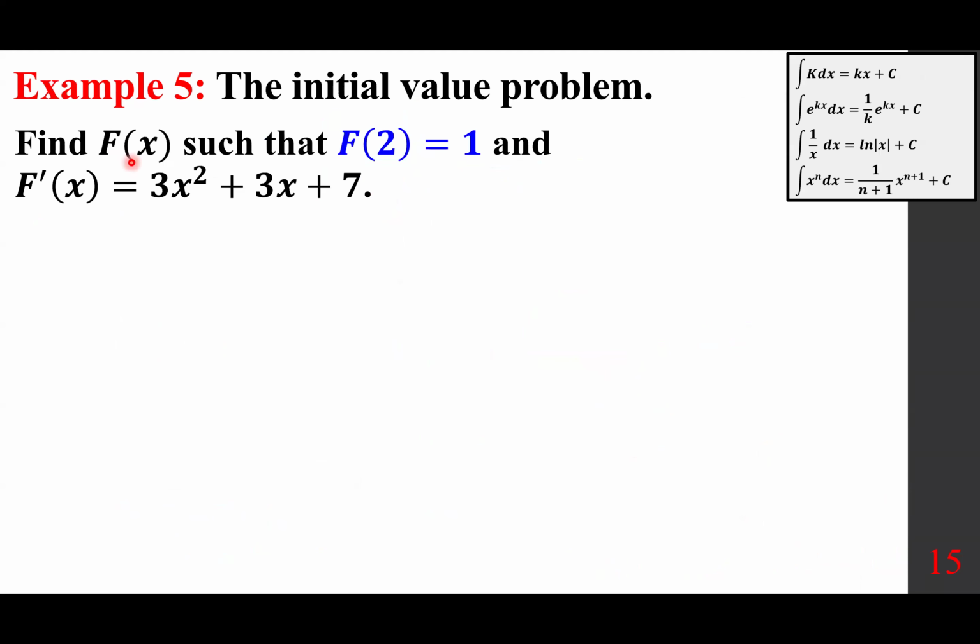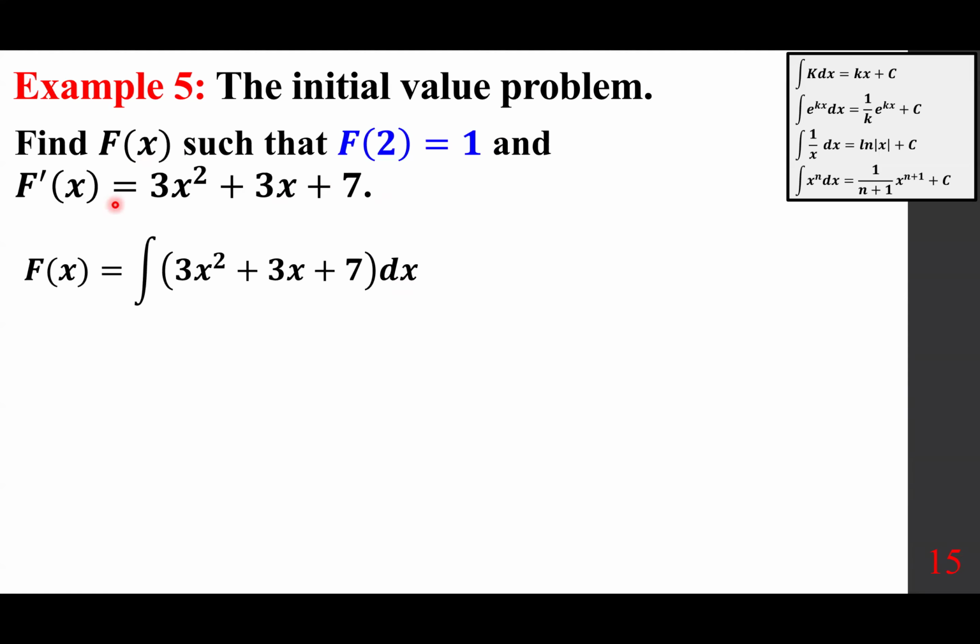Another example, when you find capital F of x such that capital F of 2 is 1, this is a pair, and capital F prime, or the derivative, is given as 3x squared plus 3x plus 7. So we're going to ignore that. We're going to discuss that in a moment. We're going to completely ignore that. And if we integrate the right side times dx, that's capital F of x, right? So you have to have a dx there, okay? Remember, capital F prime is dy dx in essence.